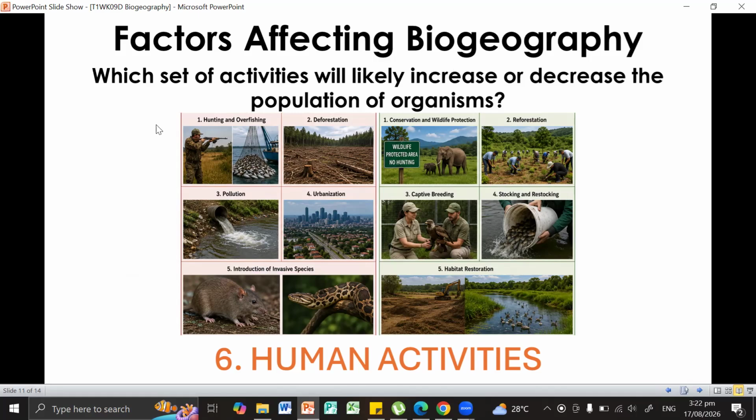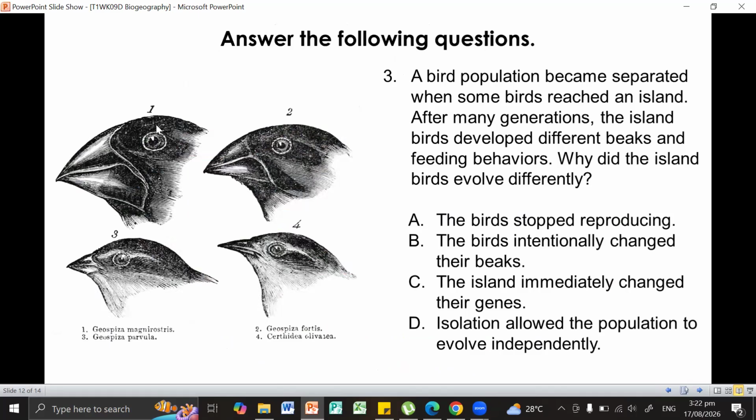All right, so those are the six factors affecting biogeography. Number one is geographical isolation. Number two is physical barriers. Number three is historical events. Number four is climate. Number five is species interaction, and number six is human activities. Now let's answer the following questions.